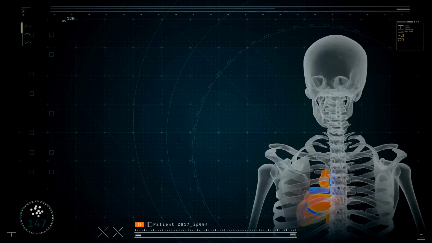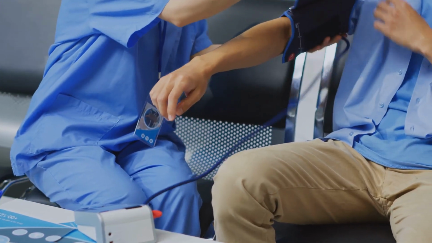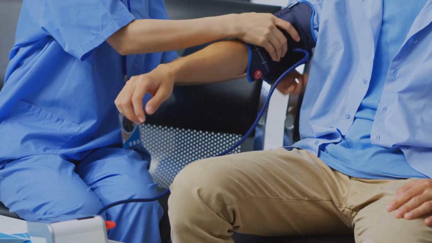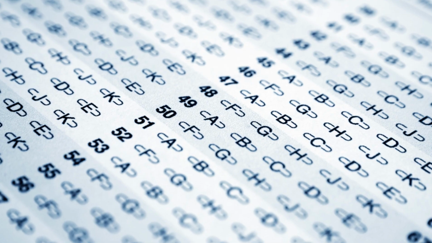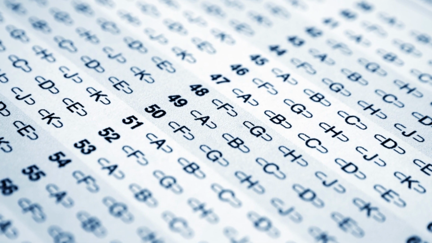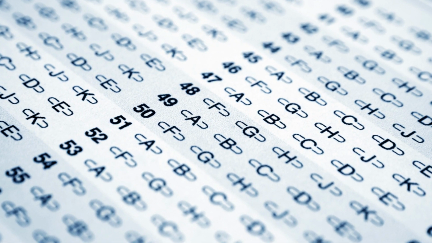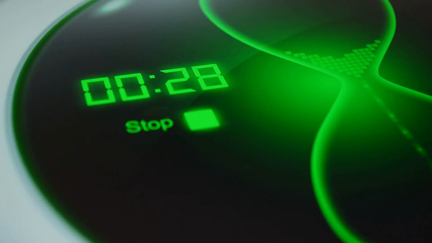Question number 13. The nurse documents a patient's blood pressure as 88/54 millimeters of mercury. What symptoms should the nurse monitor for? Your options are A. Headache, B. Dizziness, C. Constipation, or D. Increased urine output.